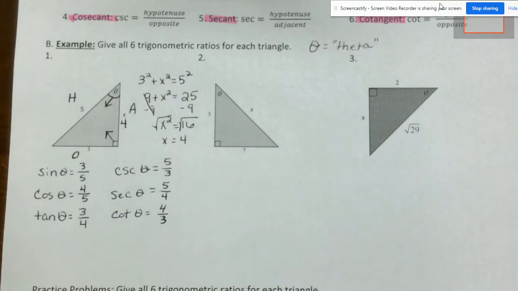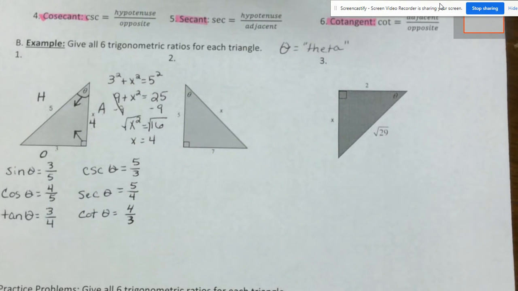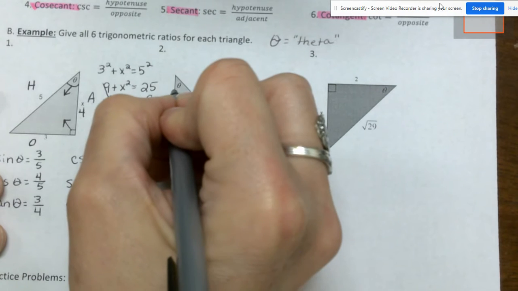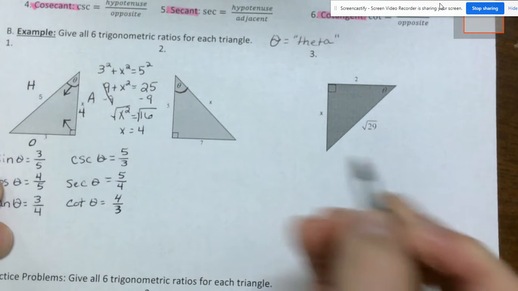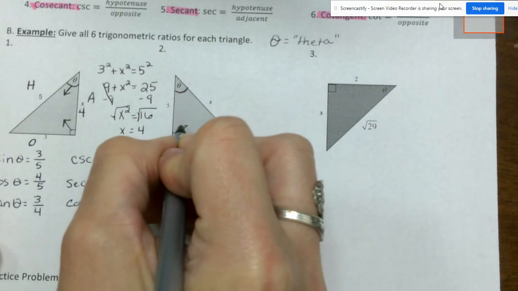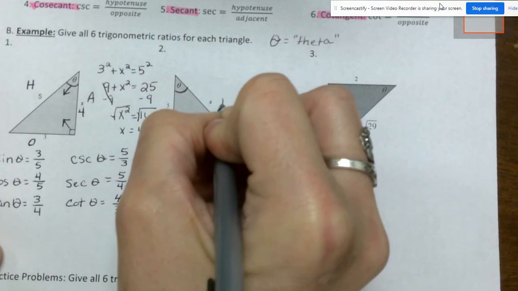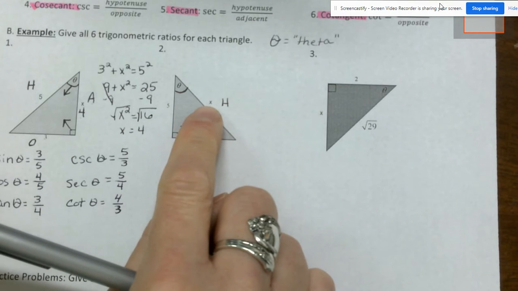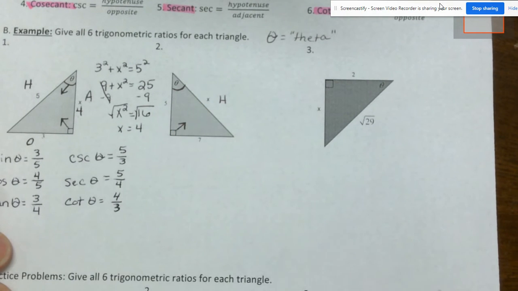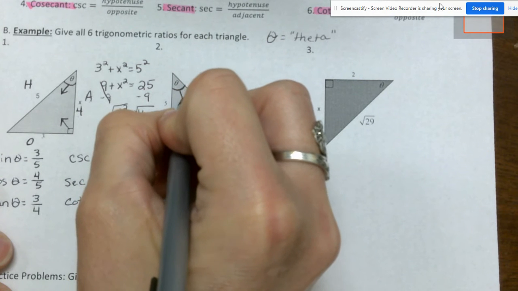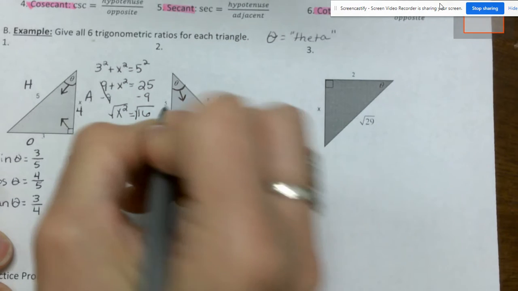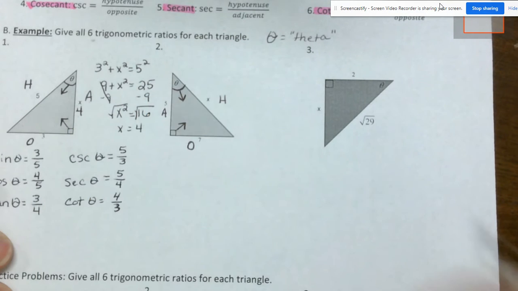Okay, let's look at some more examples of writing out your 6 trig ratios. So I'm going to do number 2 here. Now, notice again, we're looking here at theta. Draw an arrow across from your right angle, and that points to your hypotenuse, h. And notice right now that's labeled with an x, so we're going to have to find it. Draw an arrow across from your angle that you're looking at, theta, and that points to your opposite side. And that means this side left over here is my adjacent side.